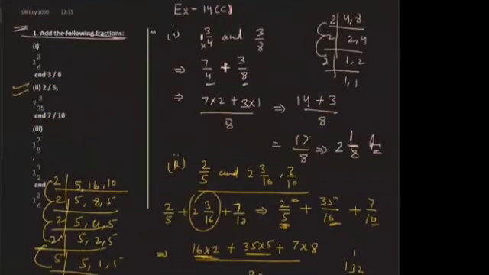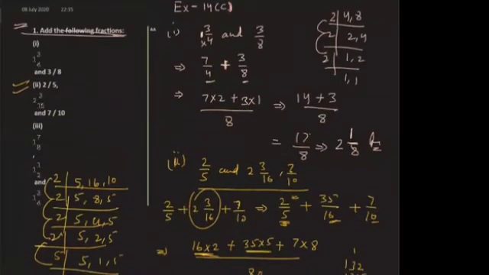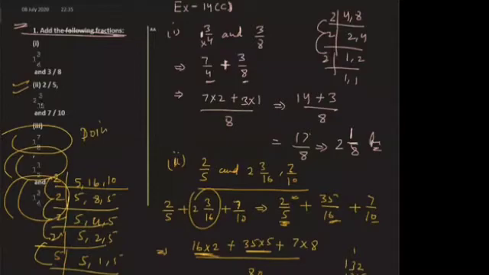Now there is part 3 also, in which you have to add 1 whole 7 upon 8, 1 whole 1 upon 2, and 1 whole 3 upon 4. Do this question in your copy. Okay, part 3 you will have to do. Now part 4 says 3 whole 3 upon 4, 2 whole 1 upon 6, and 1 whole 6 upon 8.